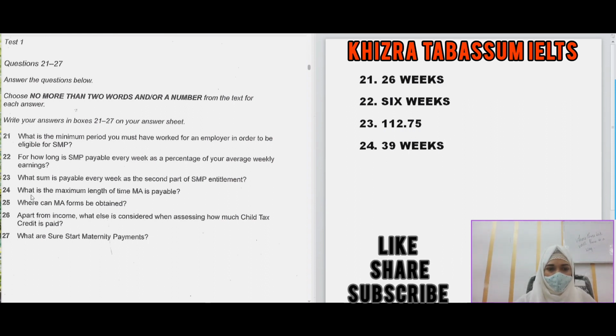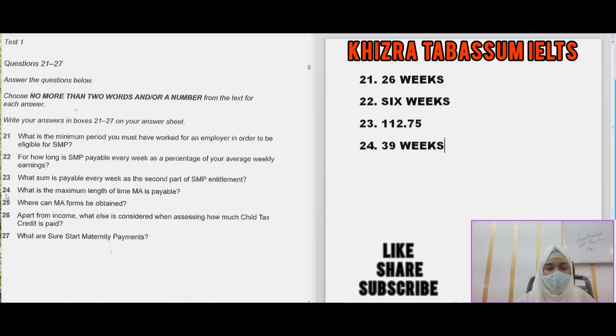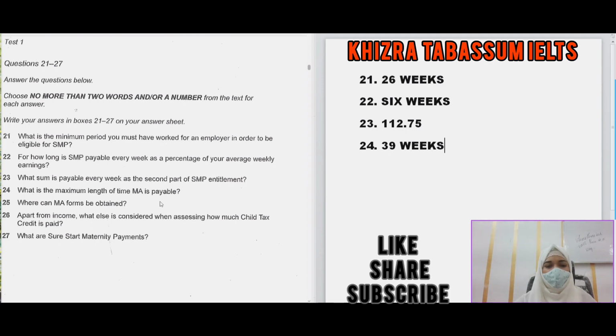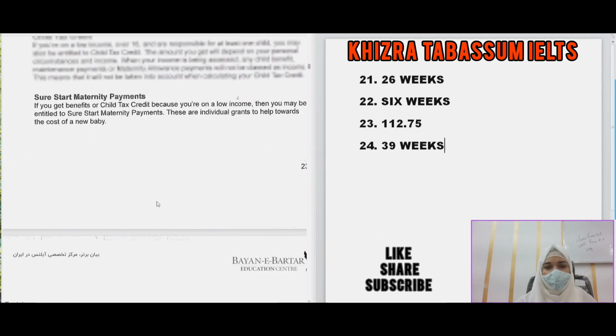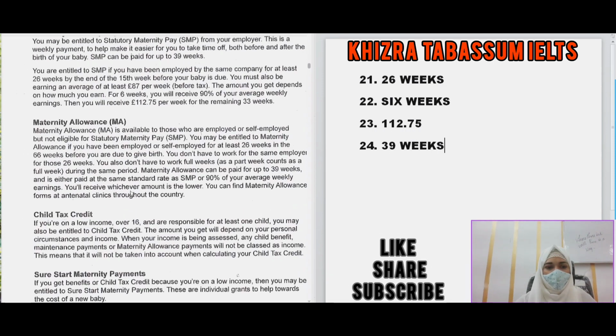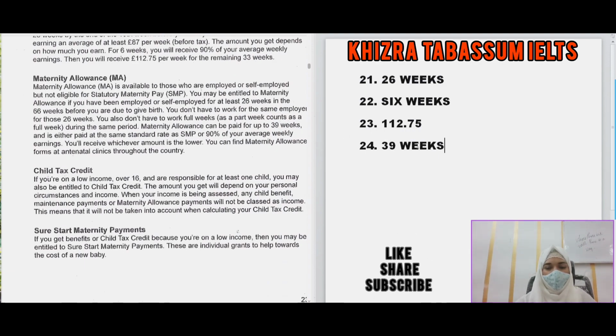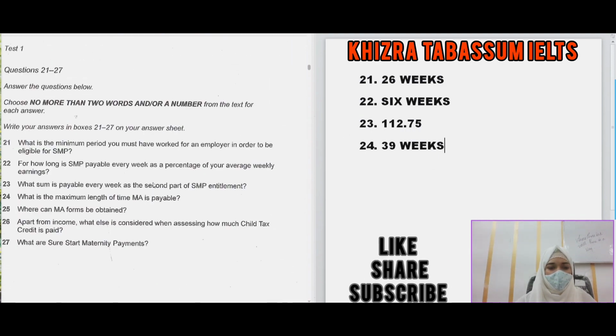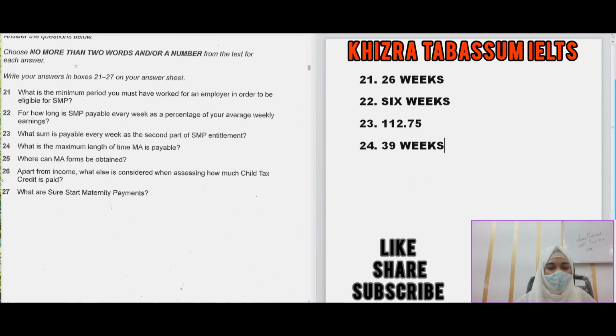No? See here, what is this question saying? The maximum length of time MA is payable. So the maximum length of time is here. Maternity allowance, MA, can be paid up to, meaning maximum, 39 weeks. So here we have written our answer. Now the next one, 25th.